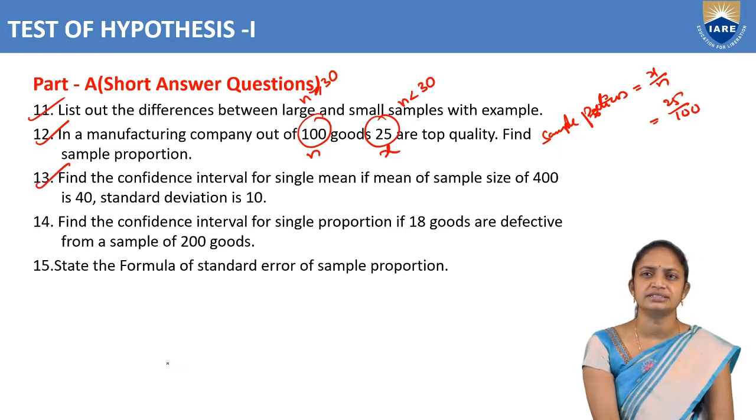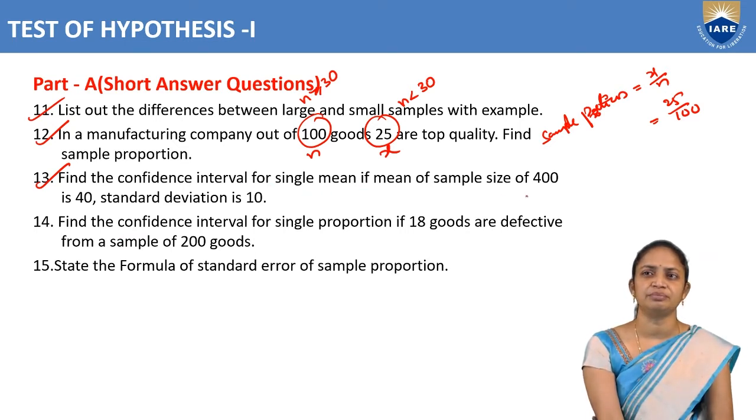Now coming to the next question. Find the confidence interval for single mean. If the mean of the sample of size 400 is 40, find the confidence intervals for single mean.